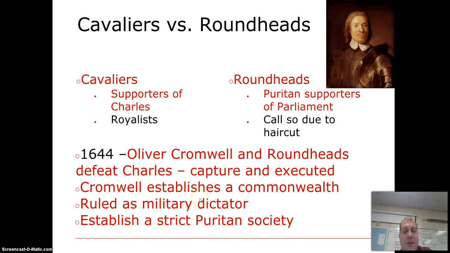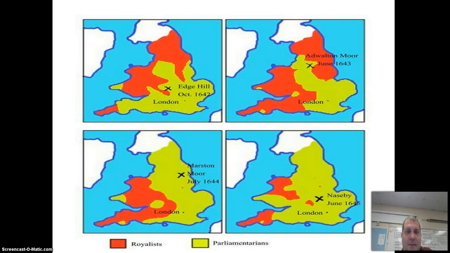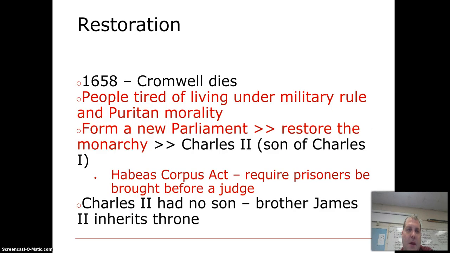And Cromwell establishes the Commonwealth. Oliver Cromwell was sort of the man. He was a good guy. Then he came around and got power, and then he ruled as a military dictator just as everybody else did before him. He establishes a strict Puritan society. And there is your map of what happened in the war. If you need to see it, look above.